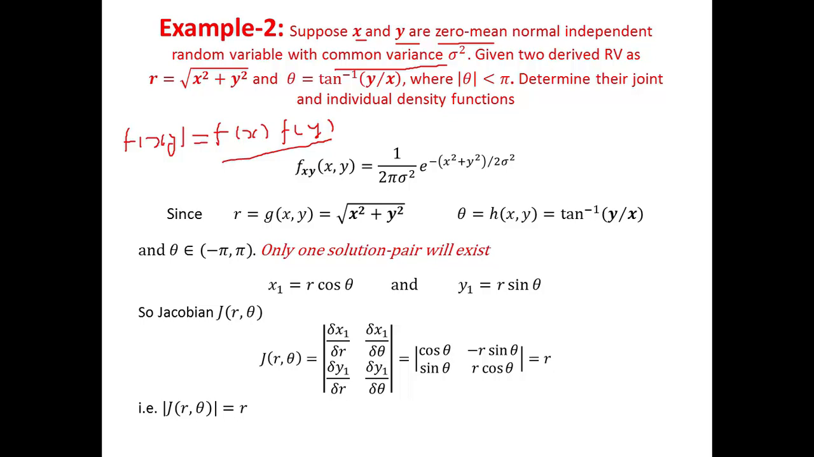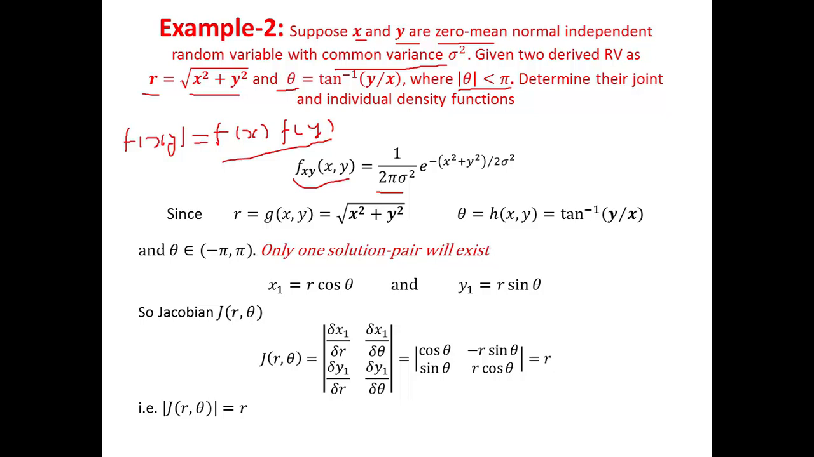So their joint PDF f_XY will be given as 1 by 2 pi sigma square e to the power minus (x square plus y square) by 2 sigma square, where f_X equals 1 by root 2 pi sigma e to the power minus x square by 2 sigma square. Now using these two random variables x and y, two other random variables r and theta will be generated using these functions, that is r equals root of x square plus y square and theta equals tan inverse of y by x, where theta is allowed to vary between minus pi to pi.